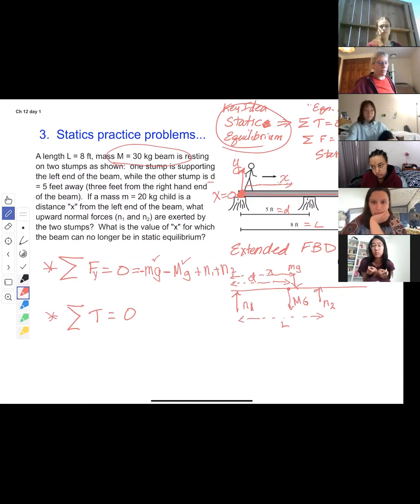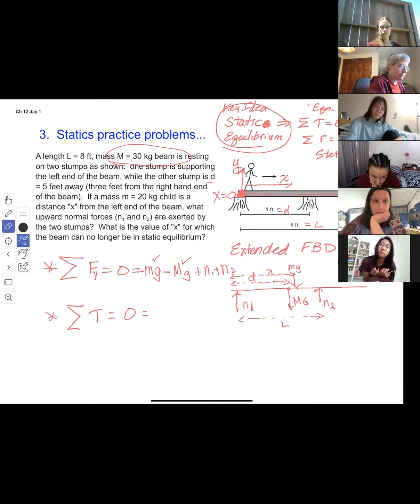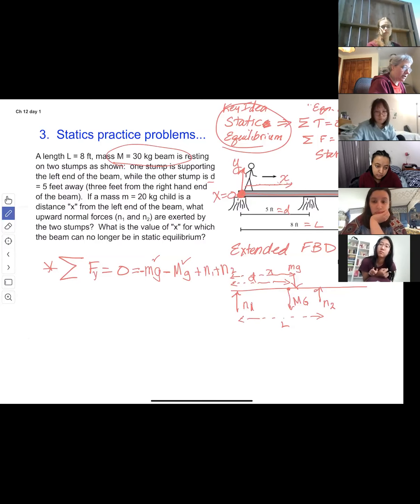Okay, all right, great. So now this other one, the torque equation, I'm going to need a little bit more room for my torque equation. So what I think I'm going to do is put this down a little further here. So the sum of the torques equals 0. Let me go to the next room.